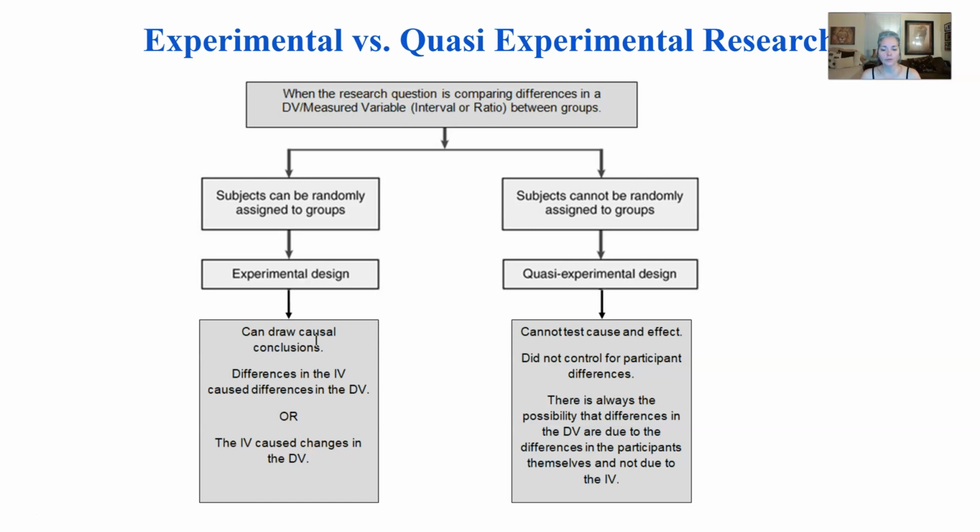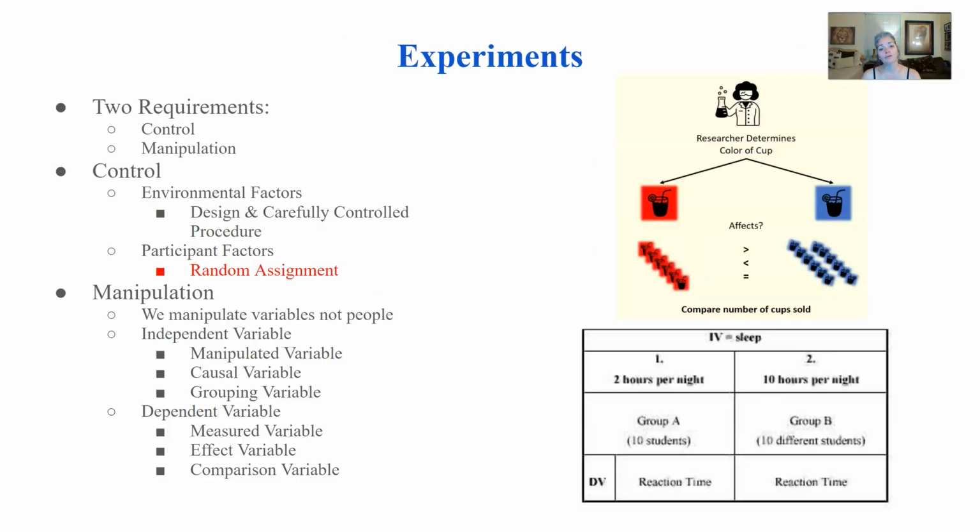First of all, we can say cause and effect for experiments. So the IV caused a change in the DV, and for quasi-experimentals, we cannot test that cause and effect relationship because we did not control for participant differences, so we don't know maybe something about the participants caused the differences, because there's always that possibility that some third variable exists that we didn't account for in our study. So we will conduct an experiment. Our final study in the class will be an experiment.